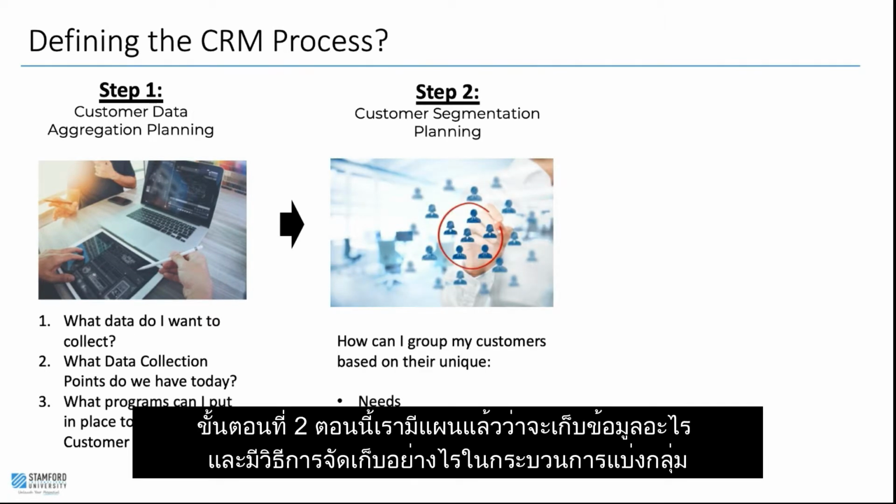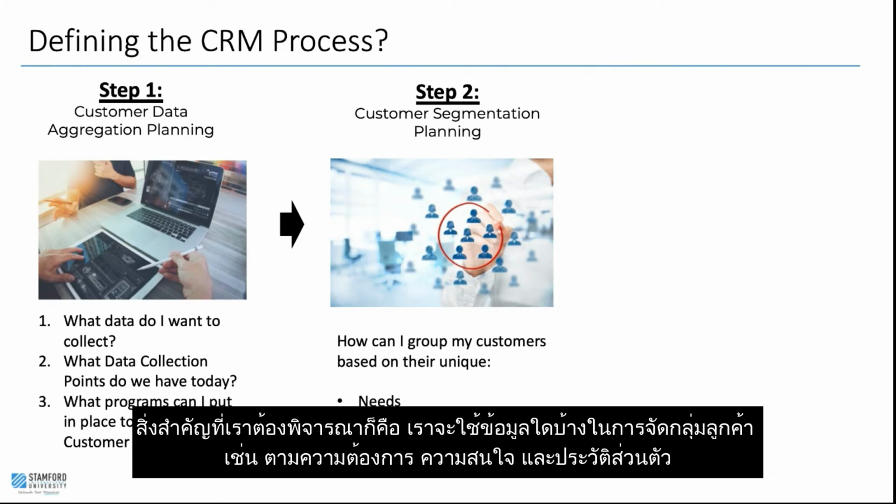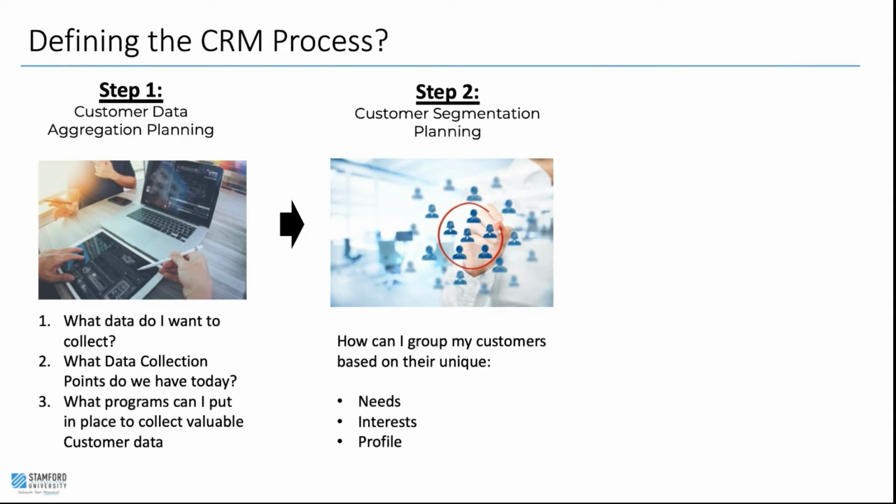Step 2, now that we have a plan on what data we want to capture and how to capture it, we're ready to segment. In the segmentation process, the main thing that we want to consider is the following: how can I group my customers based on their unique needs, their interests, and their profile? So it's about how you can segment based on their unique needs, interests, and profiles based on the data that you have collected on them.